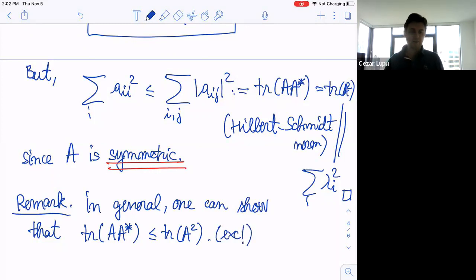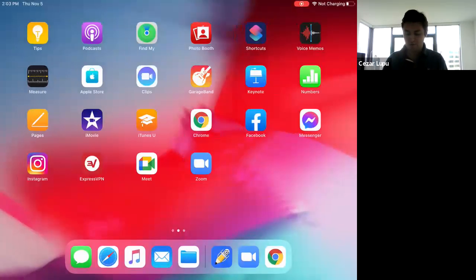So if the eigenvalues are, let's say, positive, but I don't think you need that. If the eigenvalues are real numbers, then the trace of AA star is less or equal than the trace of A squared. And in fact, equality holds true for normal matrices. I think I told you in the lecture that we have equality if and only if A is a normal matrix, which means that AA star is the same as A star A. Anyway, I'll leave this to you as an exercise. This is just an application of the Cauchy-Schwarz inequality, and I think I'll stop here.